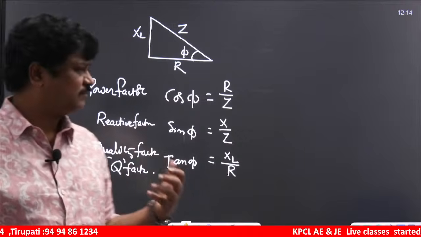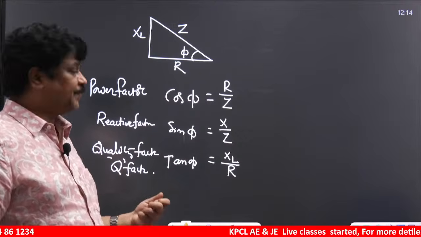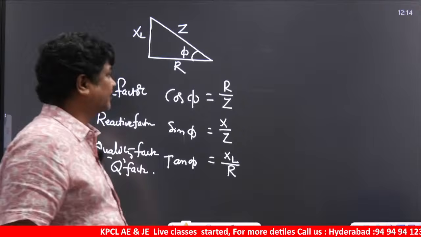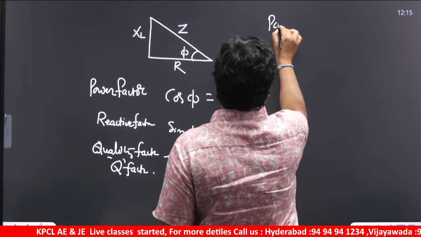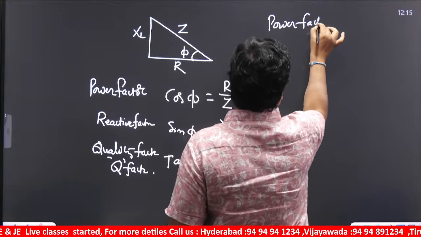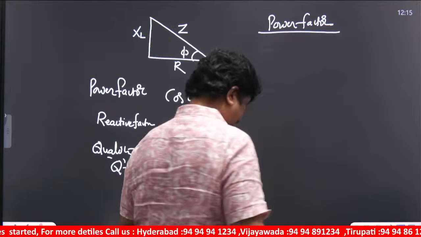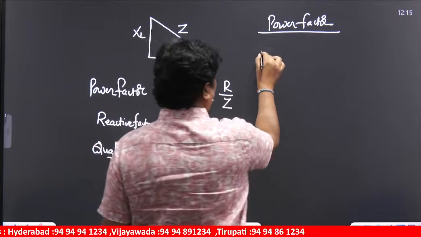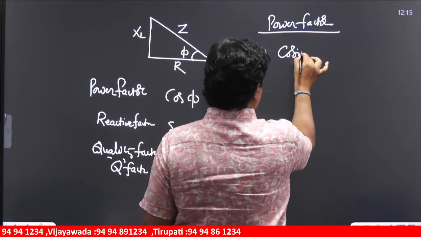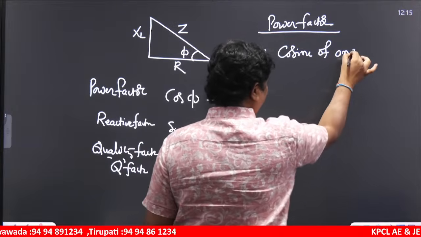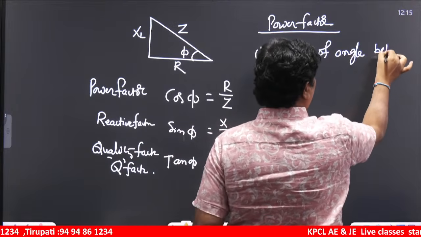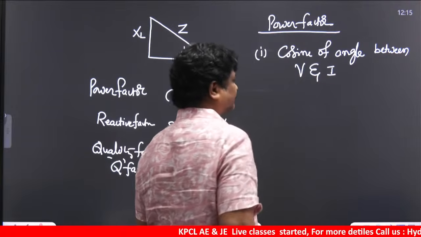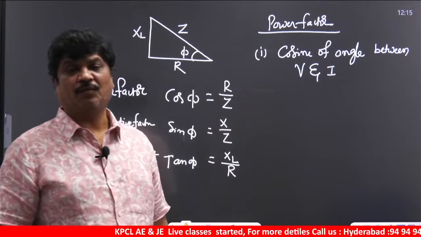Now, how to define the power factor? There are three definitions for power factor. What are they? Number one, it is the cosine of the angle between voltage and current.